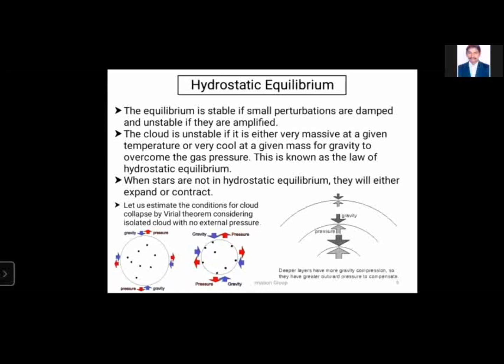The first figure in this slide shows that gravity compression is balanced by outward pressure during hydrostatic equilibrium. The diagram in the middle shows greater gravity compresses the gas, making it denser and hotter, so the outward pressure increases. The last figure shows deeper layers have more gravity compression, so they have greater outward pressure to compensate.